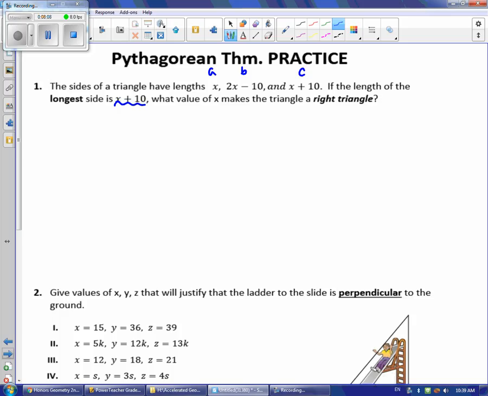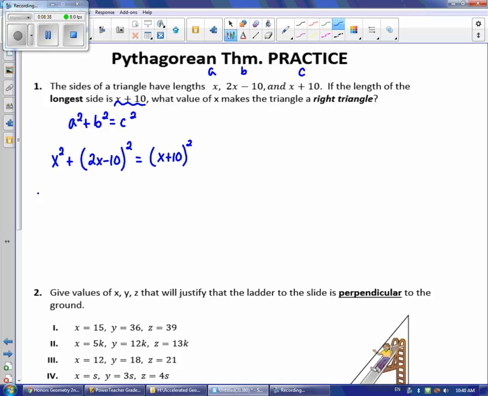Okay, so I use A squared plus B squared equals C squared, and I'm going to plug in my values. You have to be very careful when you do your multiplication that you are using FOIL correctly. So I get x squared plus 2x minus 10, that entire quantity squared, equals x plus 10, the entire quantity squared.